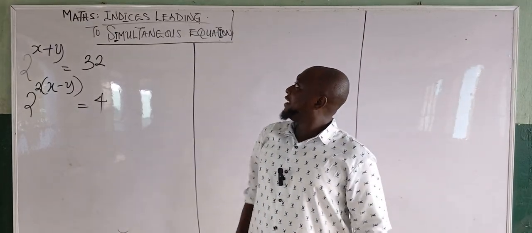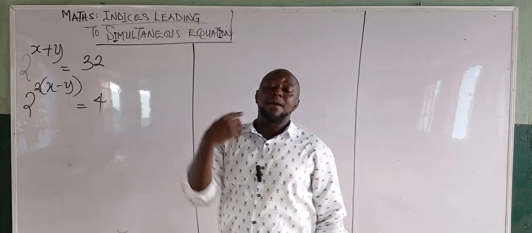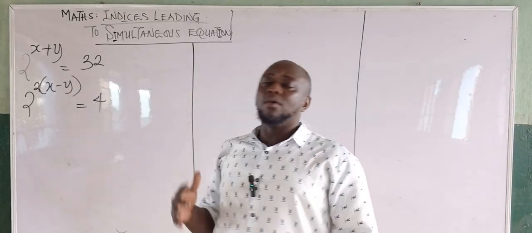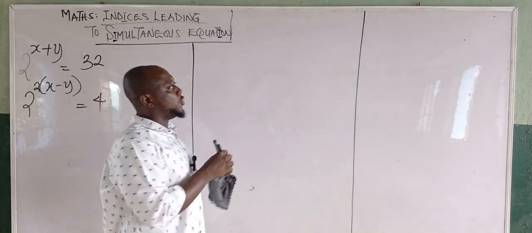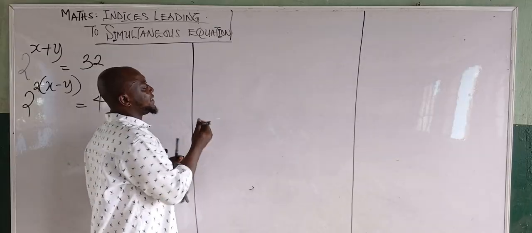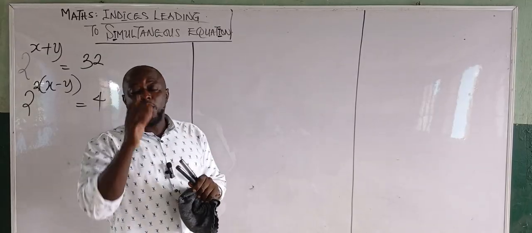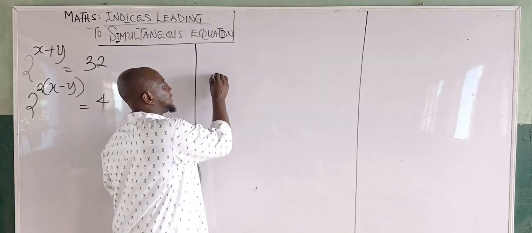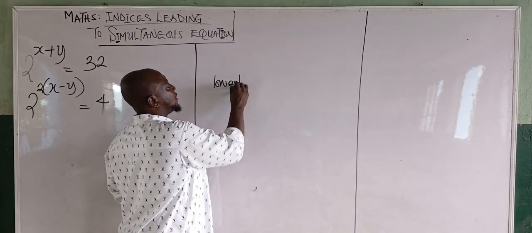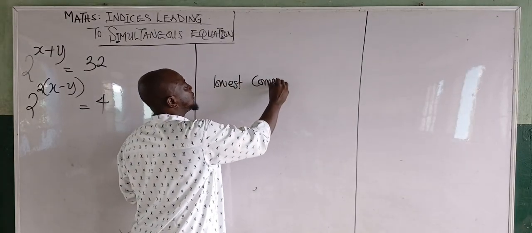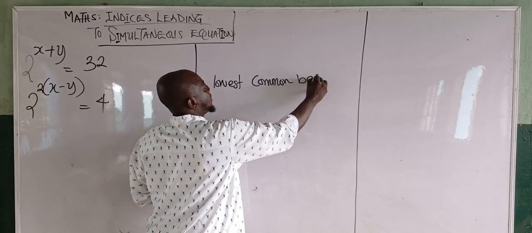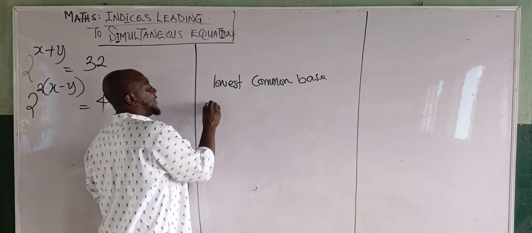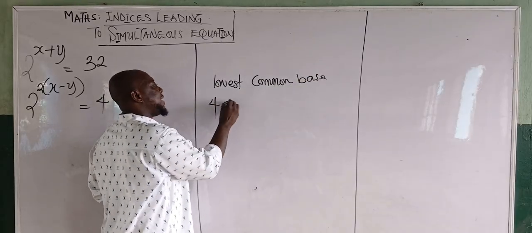With us today, we are dealing with indices leading to simultaneous equations. Now, what do we know before we start this? In indices, we are actually looking for a way to take a particular number into the lowest common base. For instance, if I have 4 here, what's the lowest common base of 4?